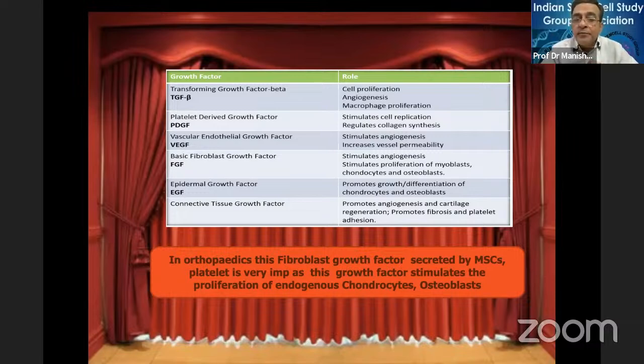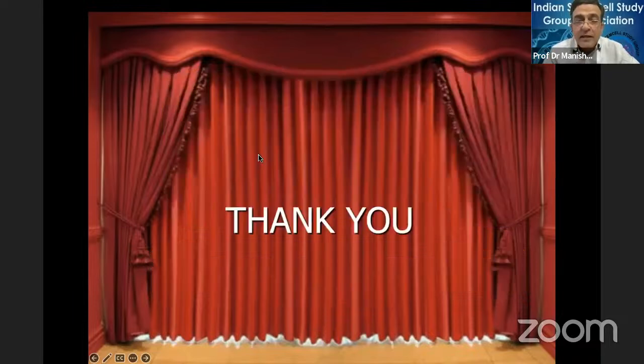For orthopedics, these are the very important growth factors which I mentioned in the last part, that is the fibroblast growth factor secreted by the MSCs, or by the progenitor cells, or by the platelets. They do a wonderful job in osteogenesis as well as in cartilage regeneration. And similarly, the platelet-derived growth factor, which will only come from the platelets, will do the job. So these are the things which are very important to be taken care of when we talk about the progenitor cells. Thank you so much for the patient hearing.